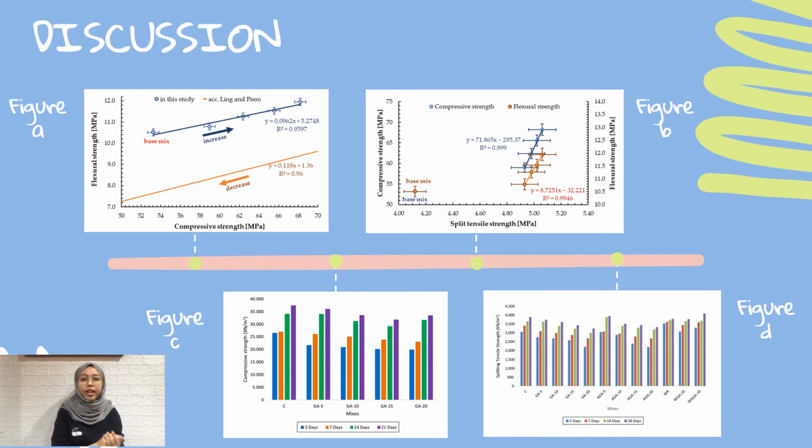Then, figure C shows the variations in compressive strength with H for the control mix and the mix containing 5, 10, 15 and 20% of glass aggregates as a partial replacement for sand. It also shows the comparison between the values of compressive strength for the same mix.